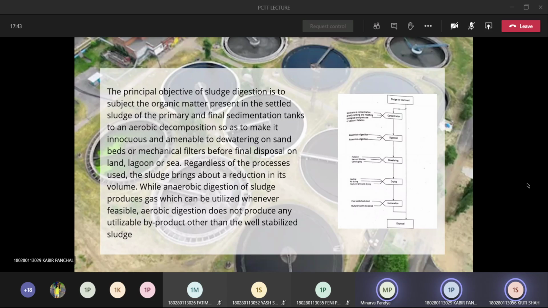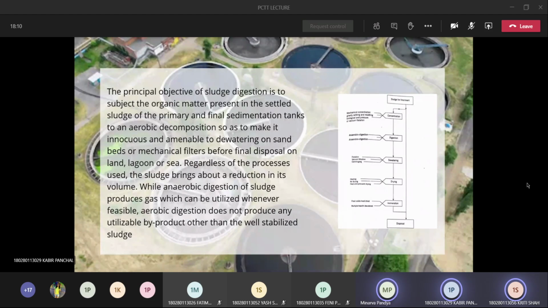The principal objective of sludge digestion is to subject the organic matter present in the settled sludge of the primary and final sedimentation tanks to decomposition so as to make it innocuous and amenable to dewatering on sand beds or mechanical filters before final disposal in any land, lagoon, or sea. There are two kinds of digestion that we can perform, that is aerobic and anaerobic digestion.